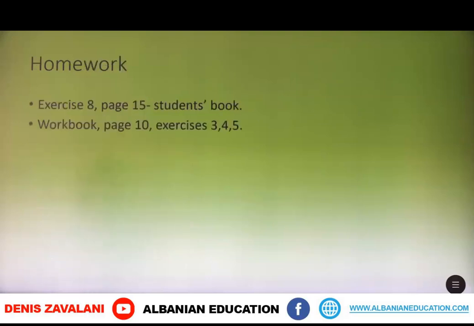This is all about genitive case, the word whose, and possessive pronouns and possessive adjectives. As homework, you're going to do exercise 8, page 15, student's book, and also in the workbook, page 10, exercises 3, 4, and 5.